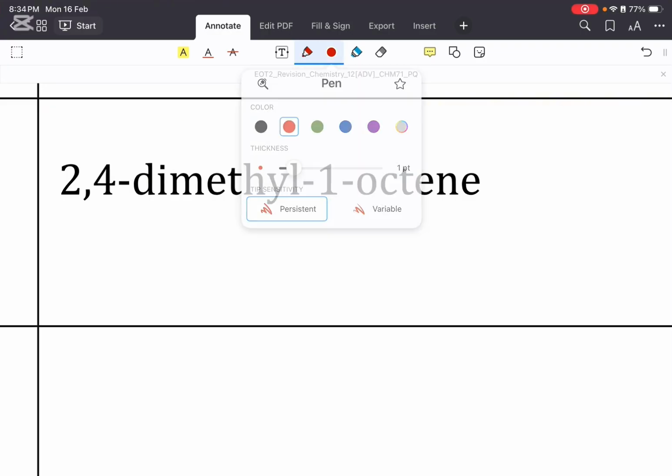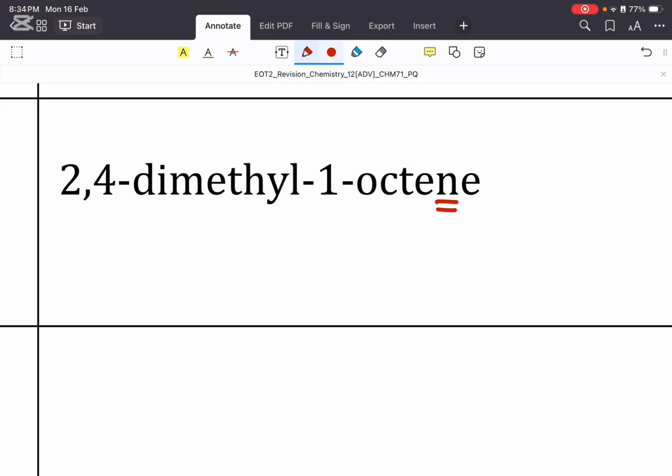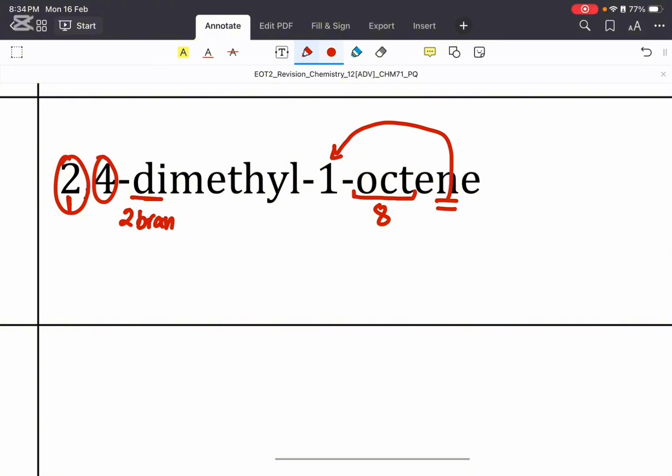Ene means I have a double bond between 2 carbons. Oct means I have 8 carbons. And the one here is telling me that this double bond is on the first carbon. You have 8 carbons, only the first is holding the double bond. And then on the second carbon and on the fourth carbon, I have 2 branches, 2 numbers, 2 branches. Each branch is made up of 1 carbon.